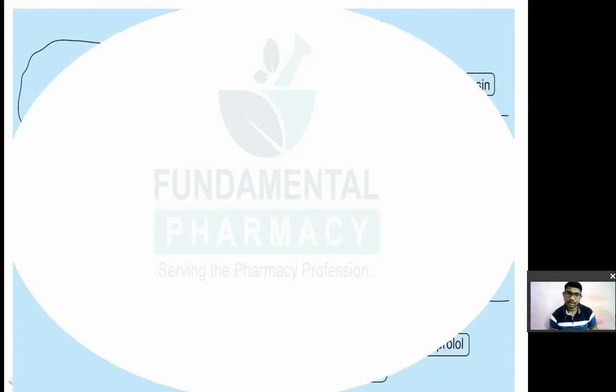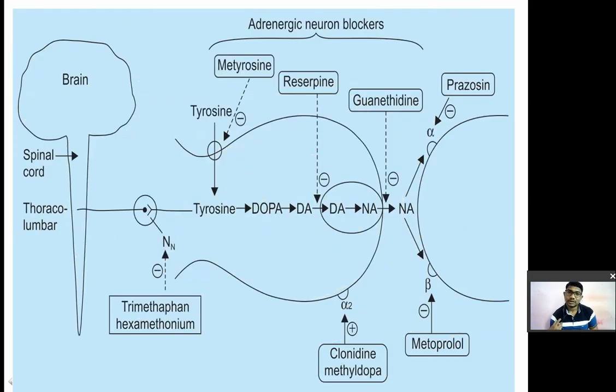Now next part, again you can see what are the different targets. Okay, what are the different targets? So how you can decrease the sympathetic outflow. Sympathetic outflow is mostly responsible for the increase in the blood pressure. So how can you decrease the sympathetic outflow? What are the different targets?